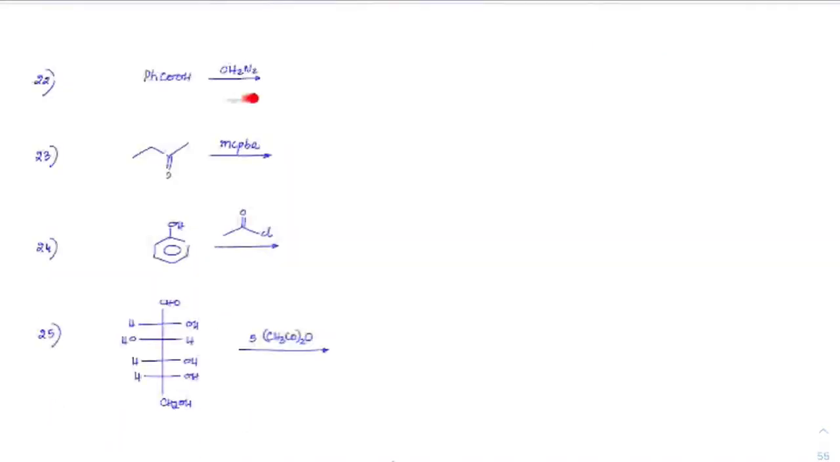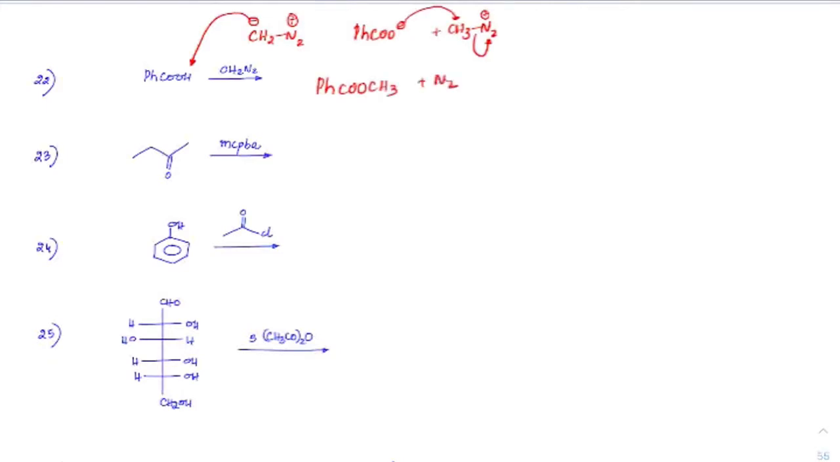PhCOOH, CH2NH2, CH2NH2 diazomethane will be this way. This will extract proton first and it will become PhCO minus plus CH3N2 plus. N2 is a good leaving group. It will attack, N2 will leave. So the final product is PhCOOCH3 plus N2. First acid base reaction, then substitution reaction.